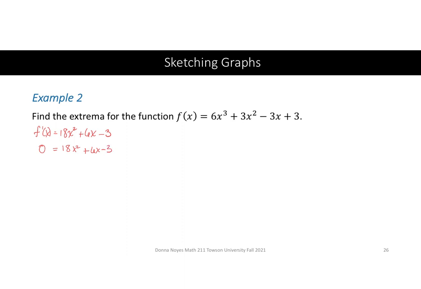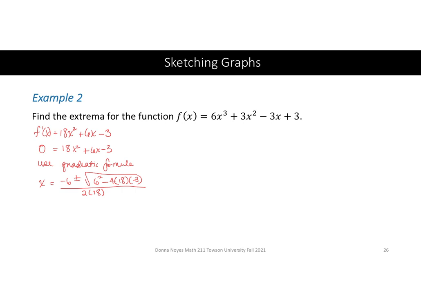In this case, this one is not factorable, so I'm going to use the quadratic formula to solve for x. So here, x would be negative b, so negative 6, plus or minus the square root of b squared, so 6 squared, minus 4 times a, which is 18, times c, which is negative 3, all over 2 times a, which is 18. Oops, I think I wrote an extra one there. There we go. 2 times 18.